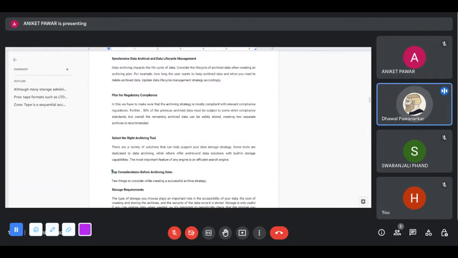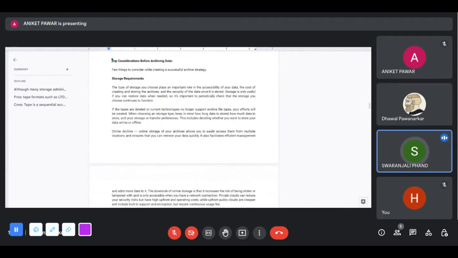Next is plan for regulatory compliances. In this, we have to make sure that the archiving strategy is compliant with relevant compliance regulations. And next we have selecting the right archiving tool. There are a variety of solutions that can help support our data storage strategy, and some tools are dedicated to data archiving, while others may provide an end-to-end data solution with built-in storage capabilities.